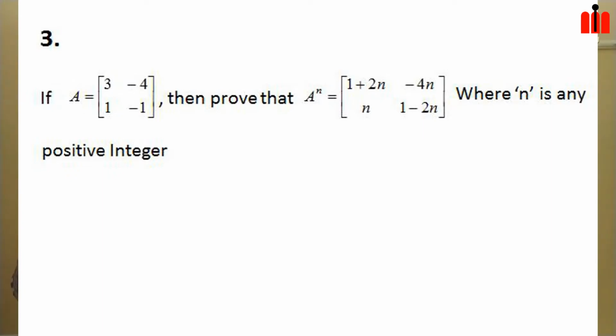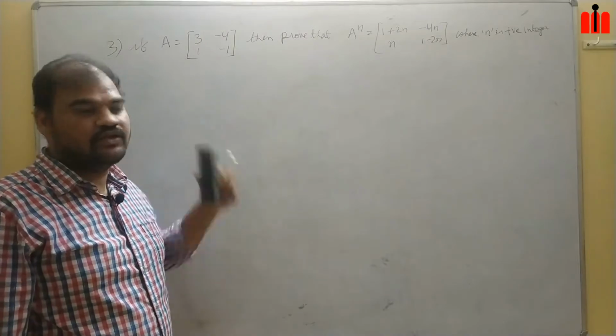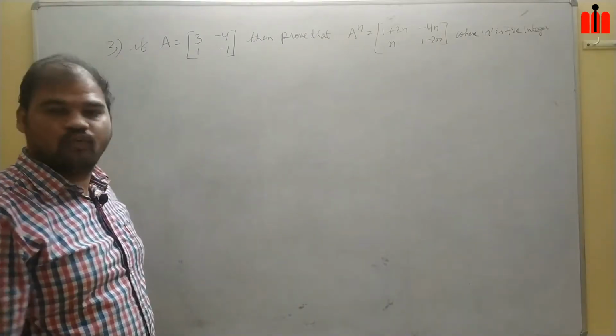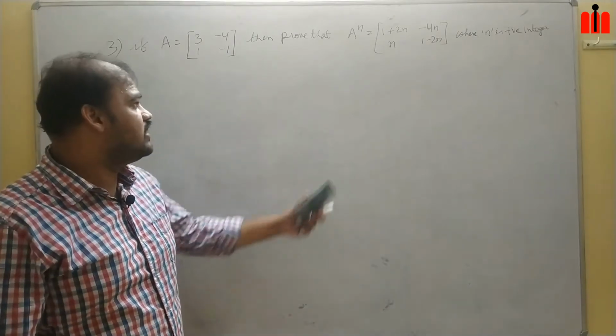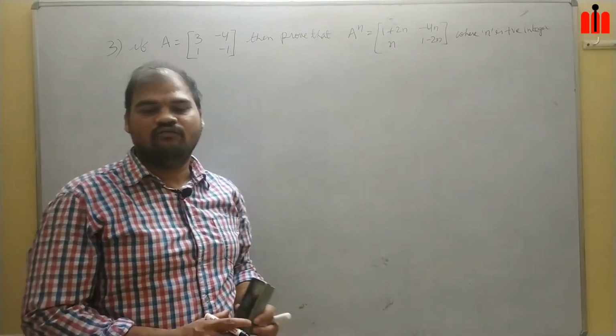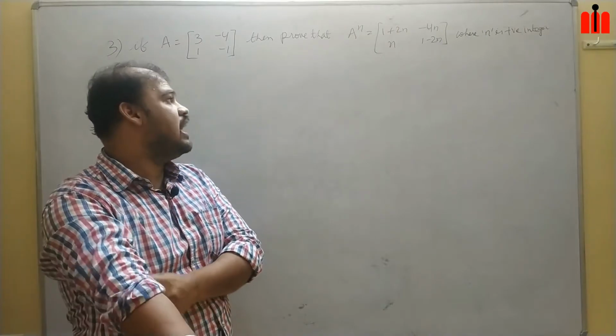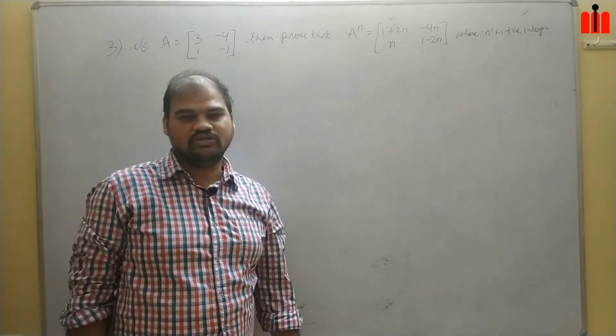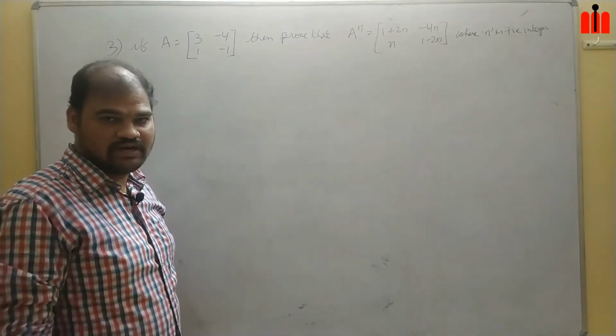Let's move on to problem number 3. Problem number 3 says that if A is the matrix with rows 3, minus 4 and 1, minus 1, then we have to prove that A to the power of n is the matrix with rows 1 plus 2n, minus 4n and n, 1 minus 2n, where n is a positive integer. Okay, so now let's get it started.